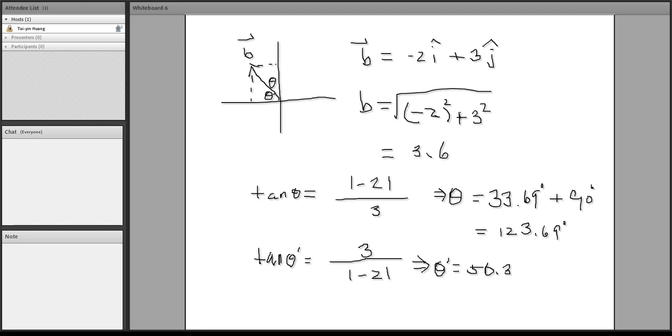If you want to express the vector using the angle measured from the positive x-axis, what you should do is use 180 degrees. So the actual angle is 180 degrees minus 56.3, and that gives you 123.69. That's consistent with the previous one, because this is the angle measured from the positive x-axis, the 33.69 is measured from the positive y-axis, and the 56.3 is measured from the negative x-axis. Okay, so basically this is just a refresher about vectors.